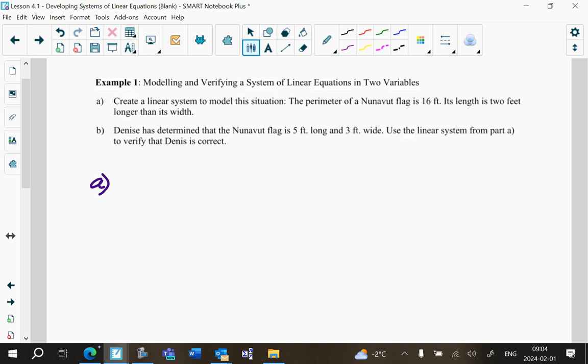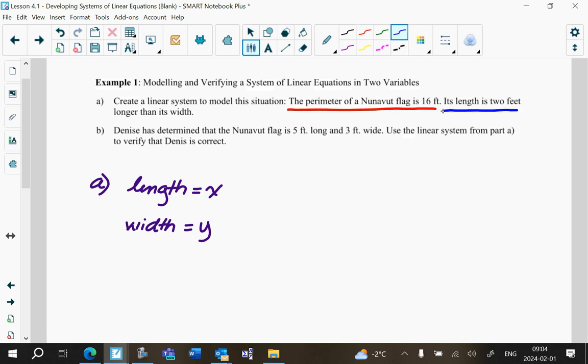Length and width. So let's call the length X, and let's call the width Y. If you want to call them L and W, that's perfectly fine. If you want to call them A and B, that's perfectly fine. So I've got to create 2 equations. One is the information from here. The other is the information from here. You'll always be given enough information in the question to create the equations.